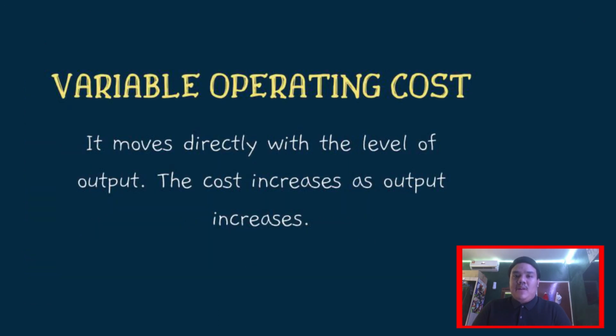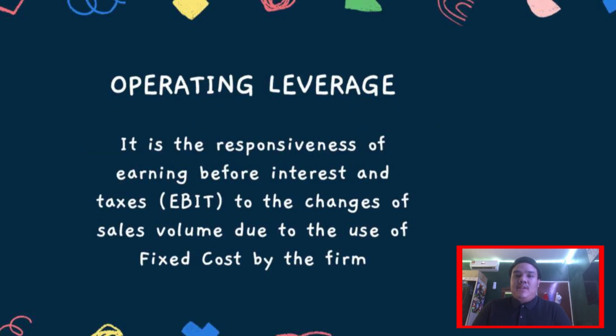Next, about variable operating cost. Variable operating cost moves directly with the level of output. The cost increases as output increases. Next is operating leverage. Operating leverage is the responsiveness of earnings before interest and taxes to the change in sales volume due to the use of fixed costs by the firm.